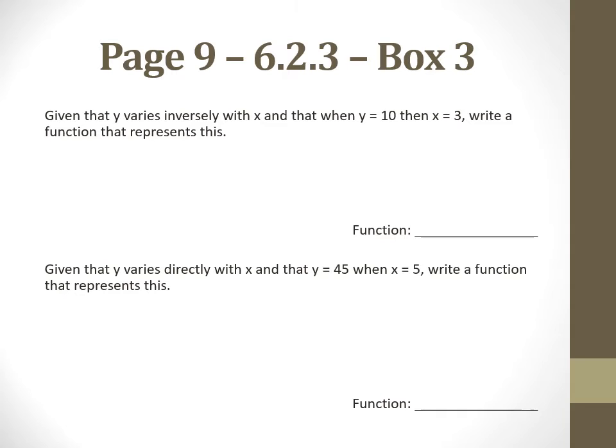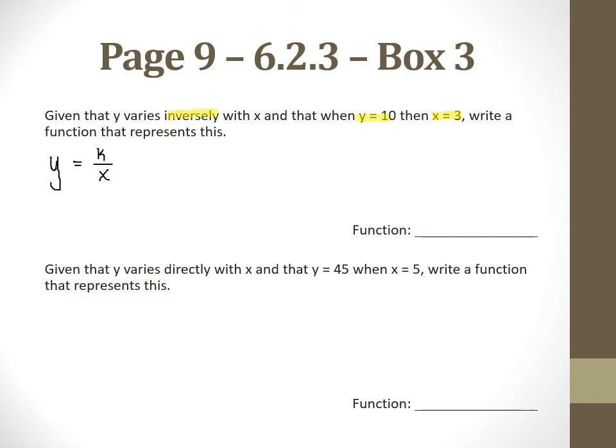So what you need to do with these rational functions or these direct variation linear functions is we're going to write specific equations. So this first one says, given that y varies inversely with x, and that when y is 10, then x is 3, write a function that represents this. So the first thing you're going to need to do is decide what format to use. Is this direct or is this inverse? And this tells us y varies inversely with x. That means it has the format y is equal to some constant divided by x.